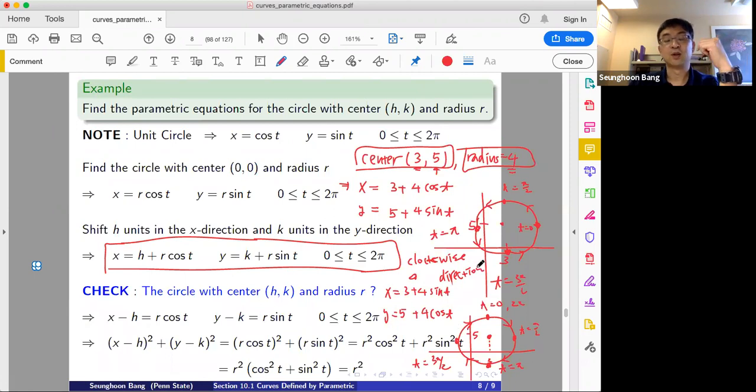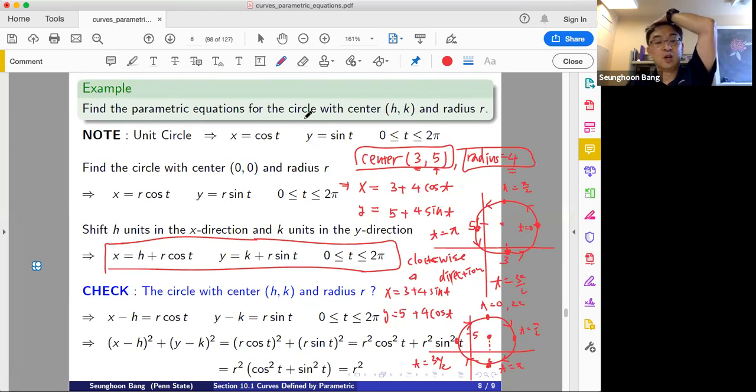So what does it mean? If you want to find the equation of a circle, we don't care. If x has a cosine and y has a sine, the direction is counterclockwise. If x has a sine function and y has a cosine function, we have the same circle, only the direction is different. The direction is clockwise. This is the only difference. These are exactly the parametric equations for the circle.